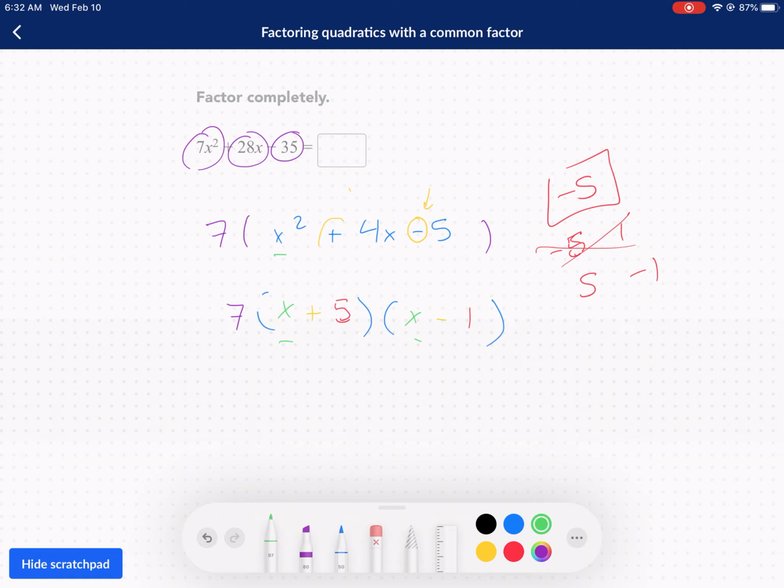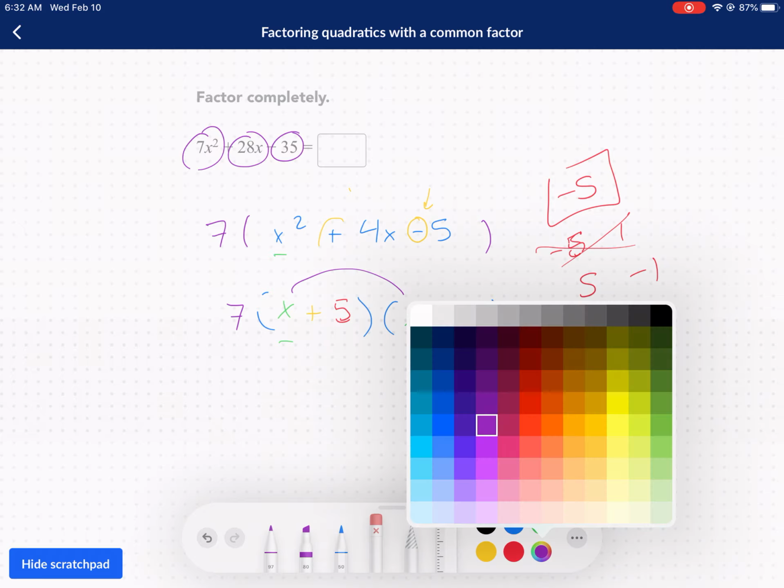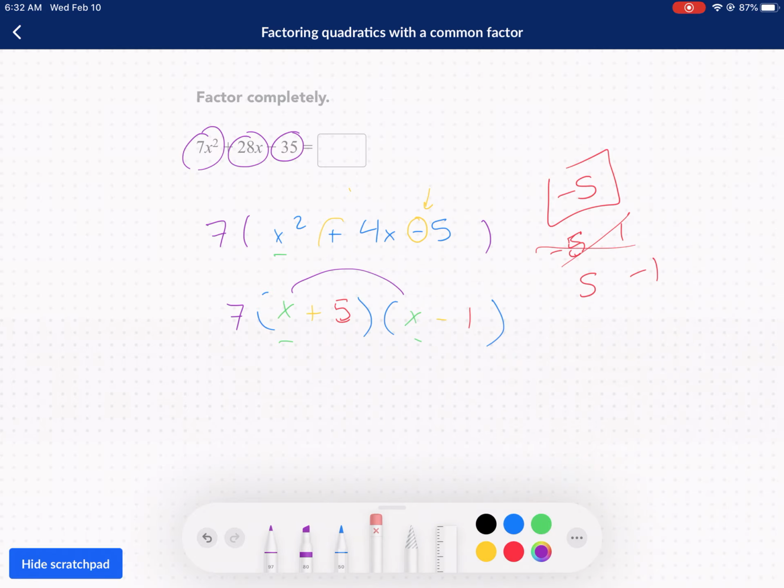And we can check that if you're lost on how I did that so fast. Check this out. As we FOIL, we get first times first, X squared, minus 1x plus 5x minus 5. Notice how we only combine the middle terms, so we get 4x when we do that. That's validation that we got that middle term. So that's just an explanation of why.